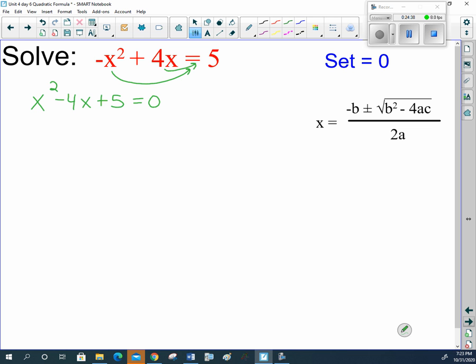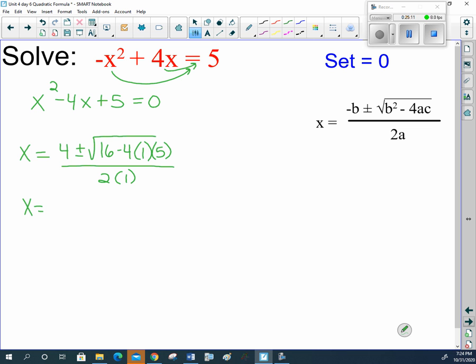Now, that won't factor, unfortunately, but I always want to check to see if it will. I like factoring. For me, it's quick, it's easy. I like it. But it doesn't work, so now I'm going to go to the quadratic formula. So x equals the opposite of b. So right now, b is negative 4, so the opposite of that would be positive 4, plus or minus the square root of b squared. So that's 16 minus 4 times a times c, c is 5, divided by 2 times a.